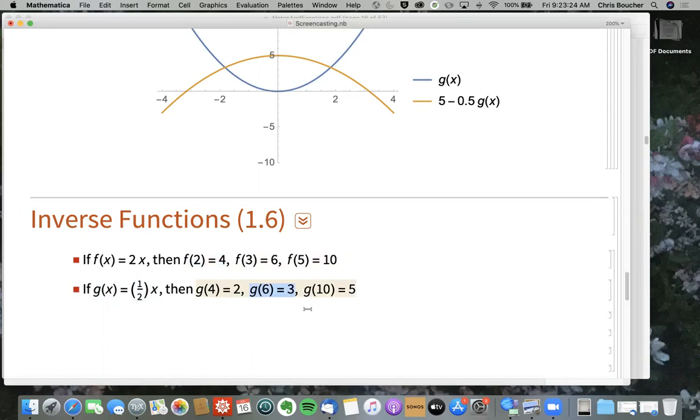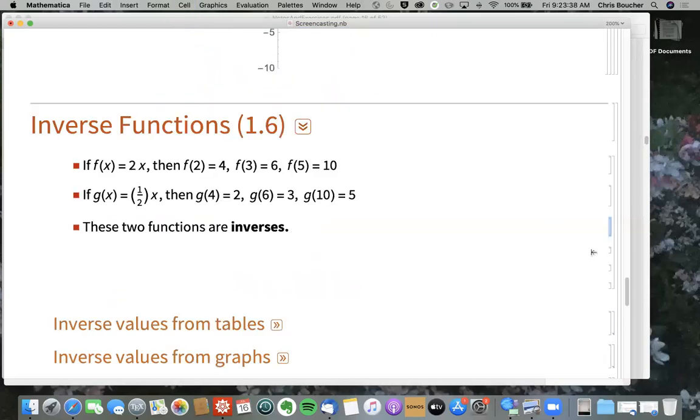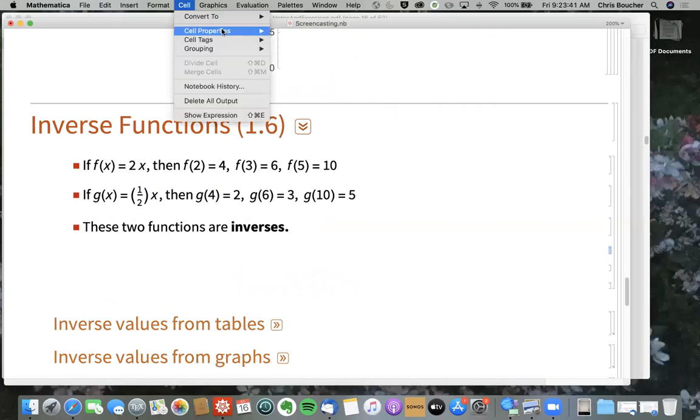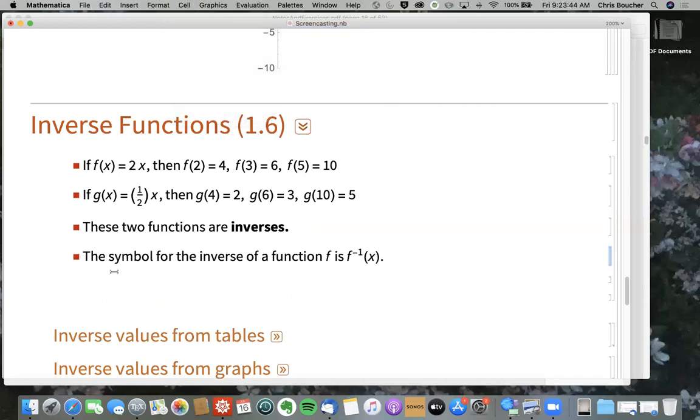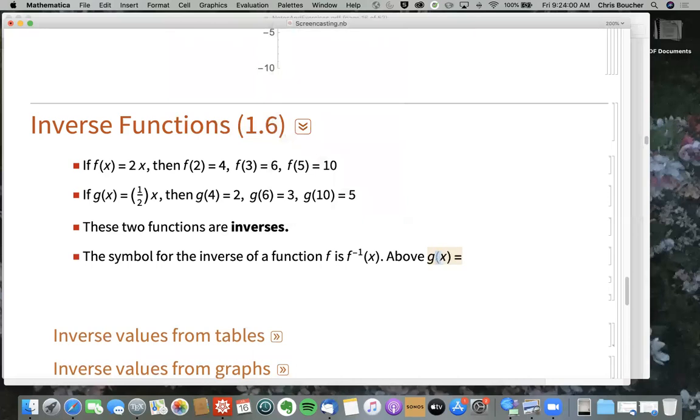This always happens. No matter which pairs you take, it will always be the case that g reverses f. It works in the opposite direction to f. Functions like this are called inverse functions. So these 2 functions are inverse functions. Before we go on, we'll use this kind of symbolism for an inverse function. So g is the function f inverse. Let's say g of x is equal to f inverse of x.